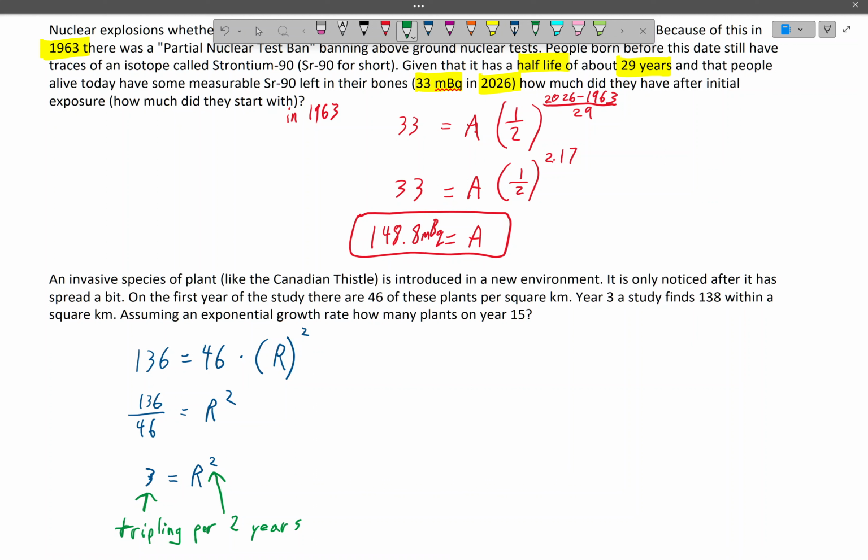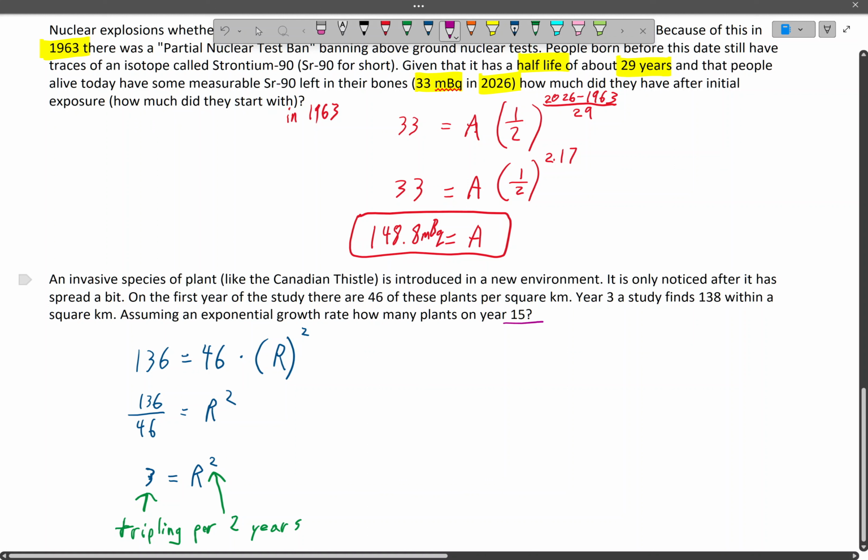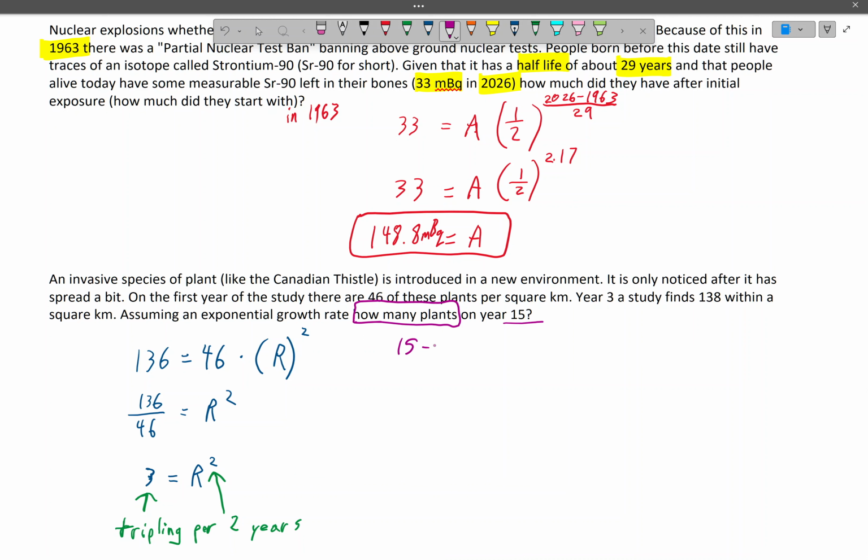Okay, so with that in mind, we can go down to year 15 and try to figure out how many plants there are on year 15. So year 15 minus year 1, because that's where we started, means there are 14 years. And if we're tripling every 2 years, how does that look on our formula? Well, we want to know the final amount. And so it started with 46 times the tripling rate. And then it's 14, but it's every 2 years, so it's divided by 2. That's the period, the t.